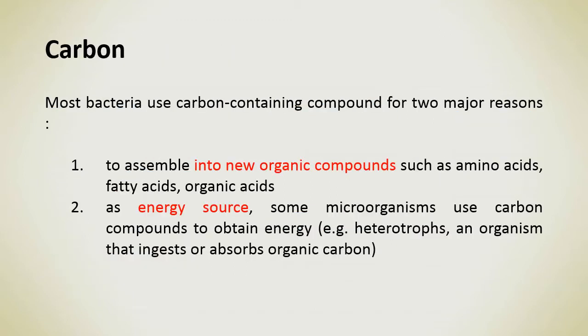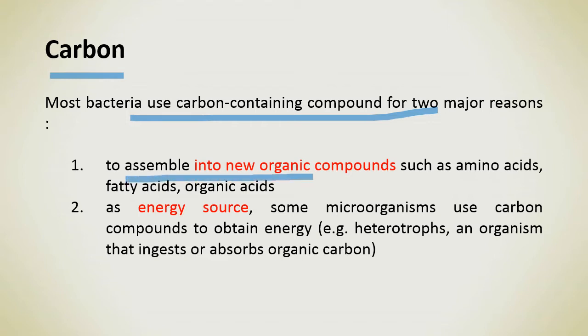Okay, first is carbon. Most bacteria use carbon-containing compounds for two major reasons. First, to assemble carbon into new organic compounds, including amino acids, fatty acids, and organic acids. And also some bacteria use carbon as an energy source, and these bacteria we call heterotrophs. Regarding heterotrophs, we will learn more in the following lectures.